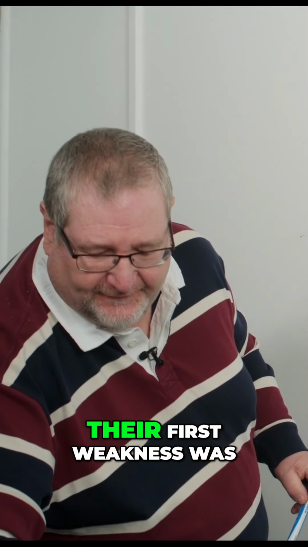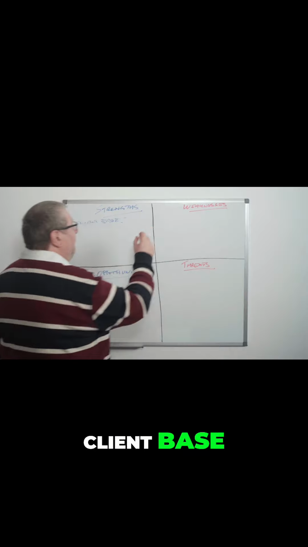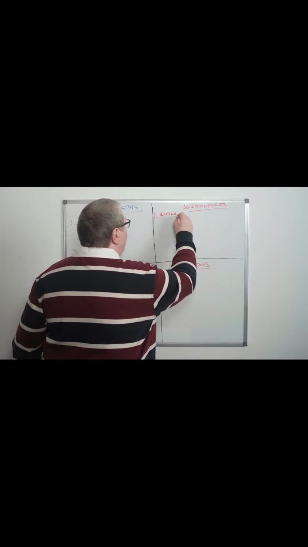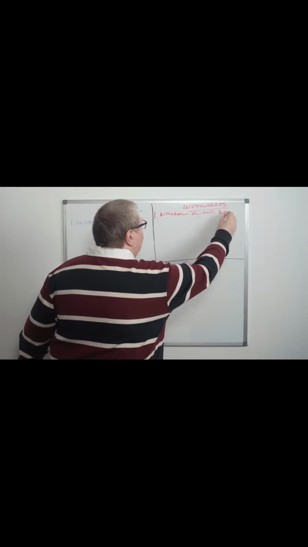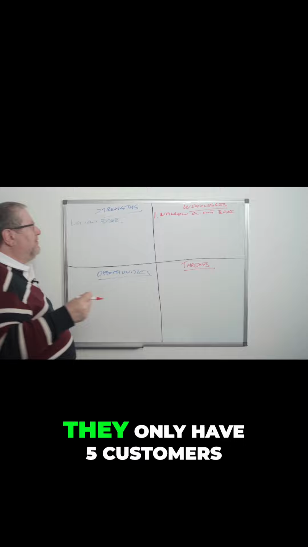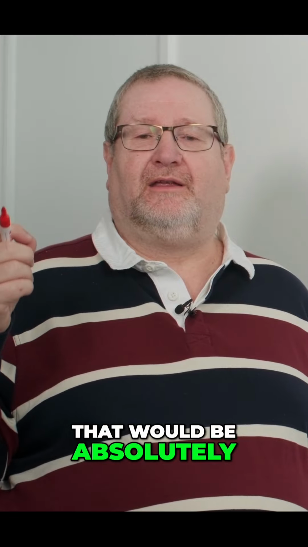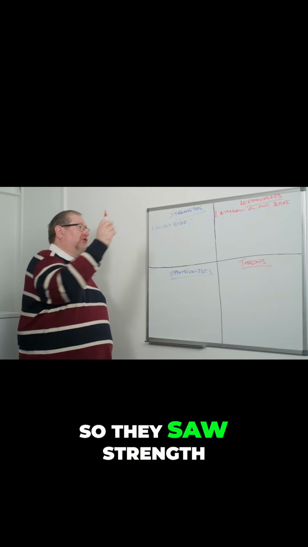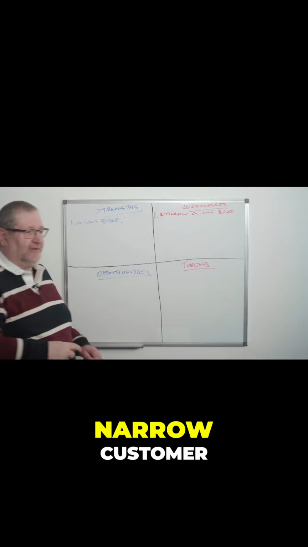But equally, their first weakness was also related to the client base. Their first weakness was the fact they've got a narrow client base. In other words, they only have 5 customers. So if they were to lose 1 or 2 of those, that would be absolutely catastrophic to the business. So they saw strength, loyal customer base, weakness, narrow customer base.